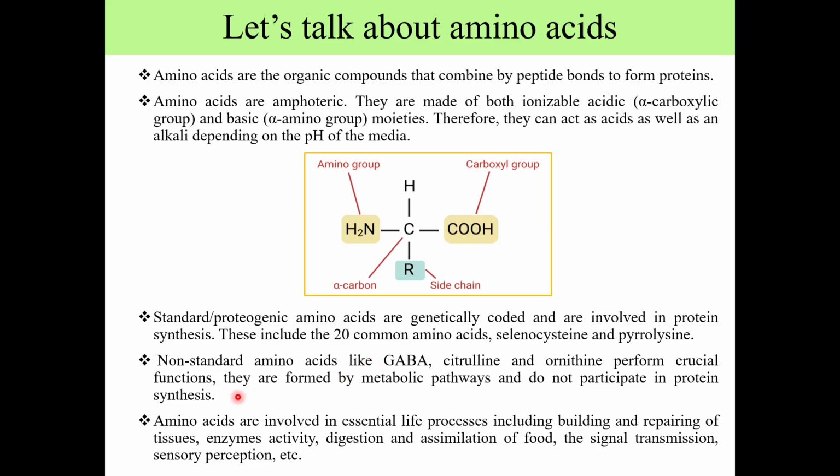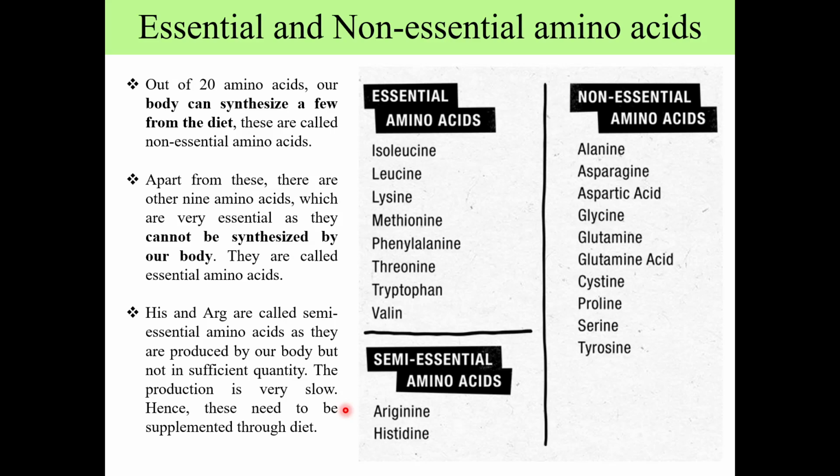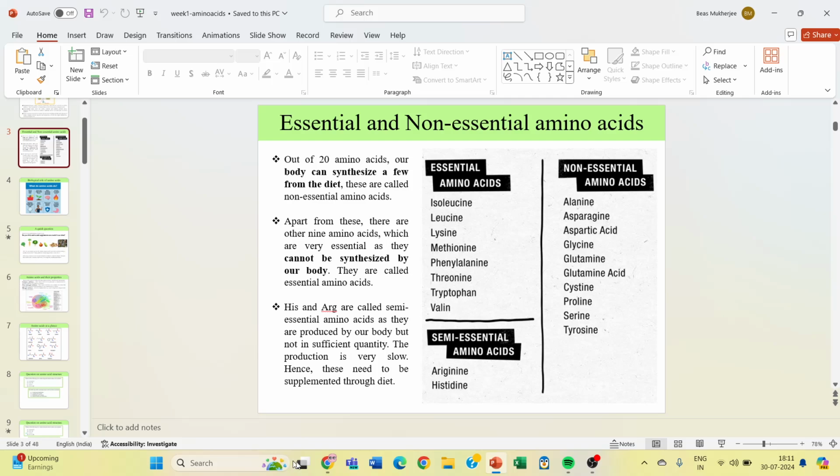Right. So amino acids are involved in different essential life processes, including building and repairing of tissues, enzyme activity, digestion, assimilation of food, signal transmission, sensory perception, and so on. So now, what are essential and non-essential amino acids?